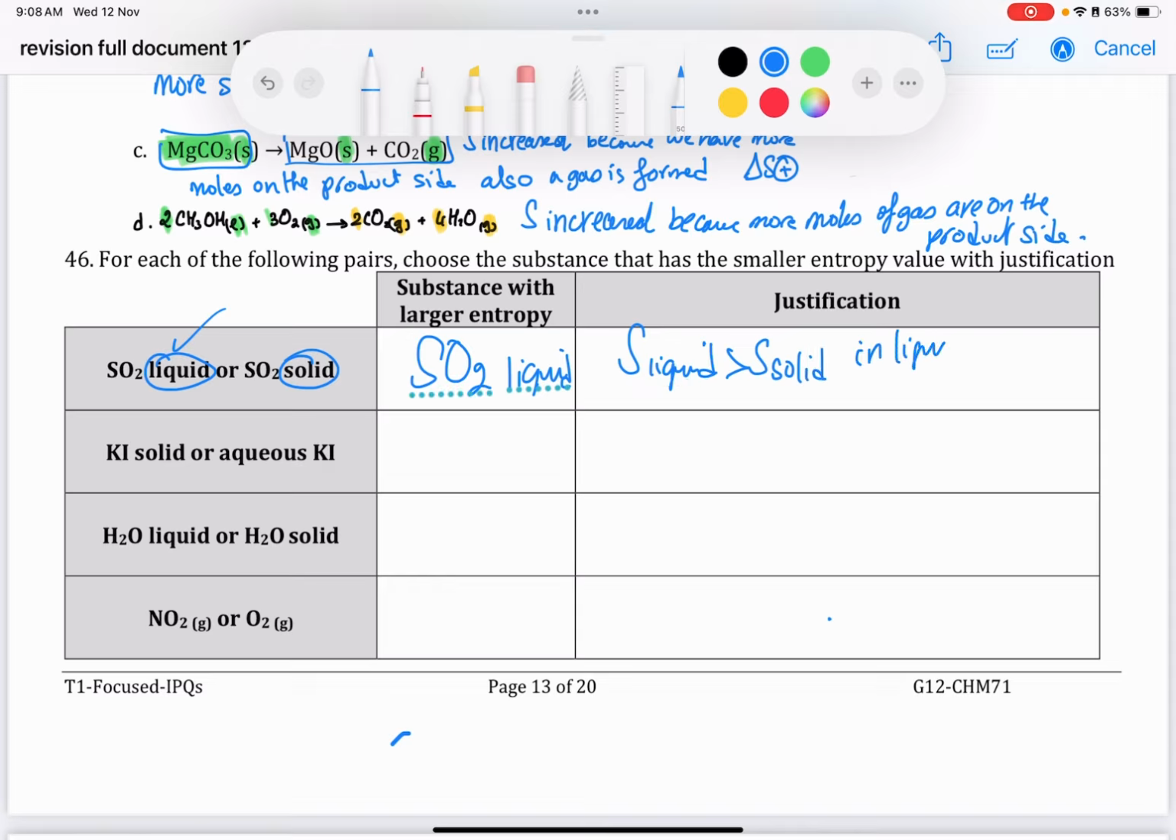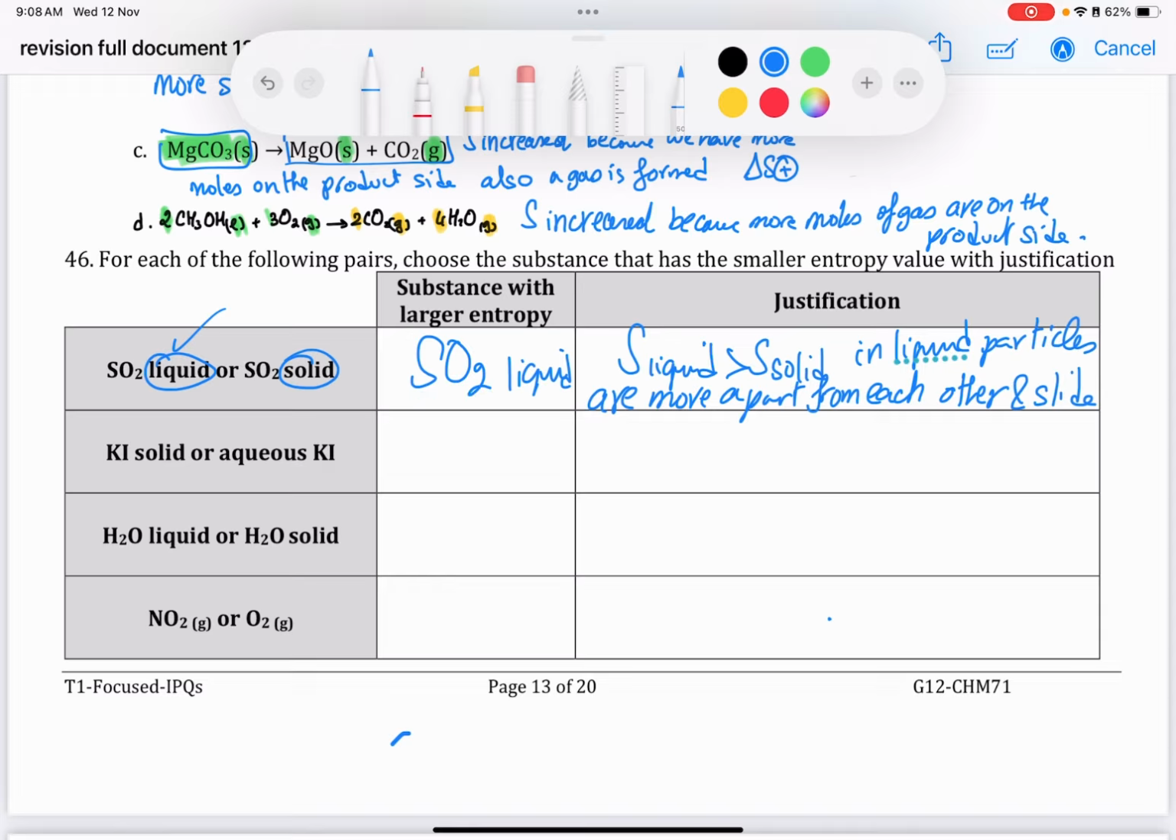In liquid, particles are more apart from each other, and slide past each other, while in solid, the particles are in fixed positions and they vibrate.